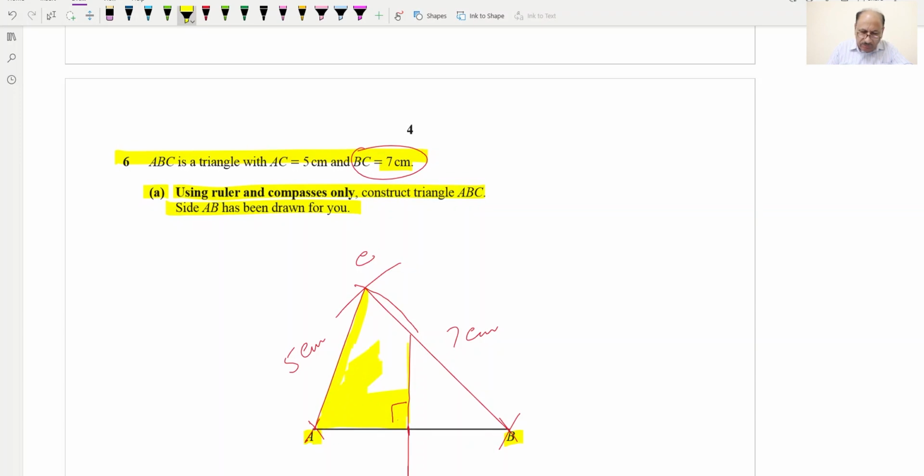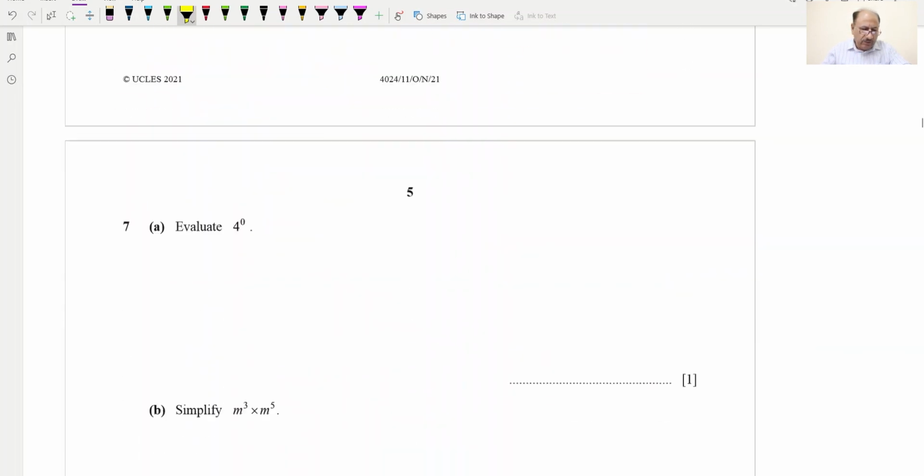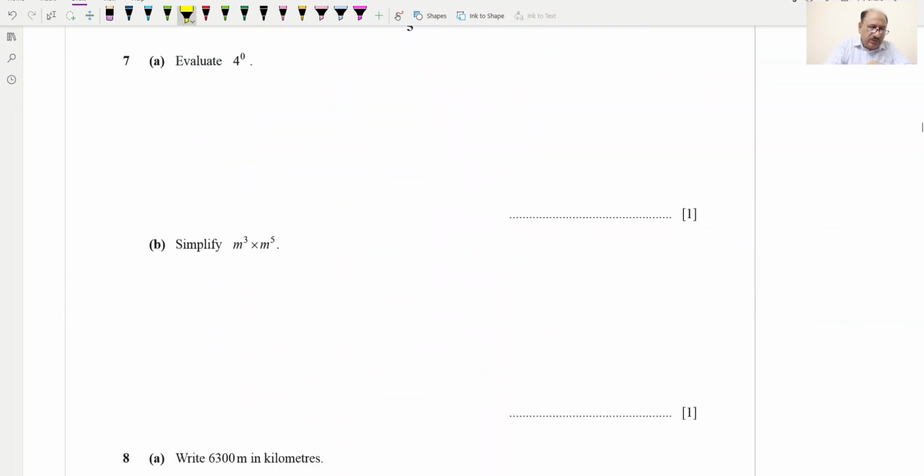It can be anywhere in this region. So this will be the area which we need to shade. Hopefully you understood this. Now next question number 7, they are saying evaluate. So anything raised to the power 0 we know is equal to 1, so we can write the answer as 1. This is a 1 mark question.